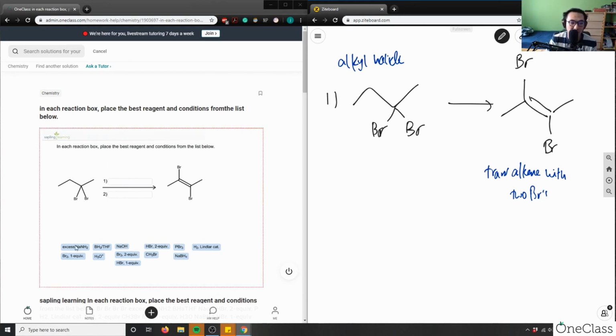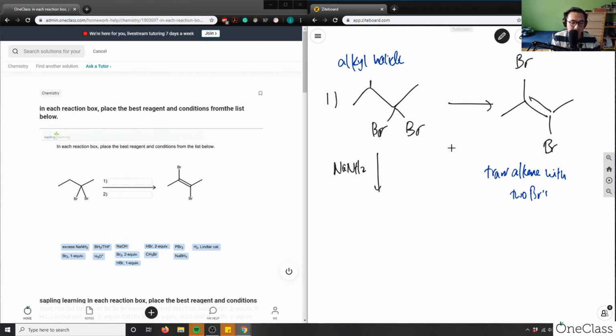So the only option here is actually NaNH2. So this is sodium amide. And what does sodium amide do? It's going to eliminate my bromines here. So if I look at this, I can add here NaNH2. What it's going to do, this is sodium amide, is deprotonate, or react with my hydrogen here, right?